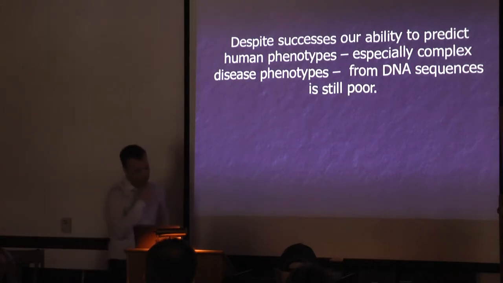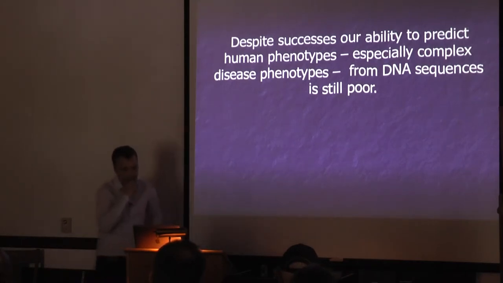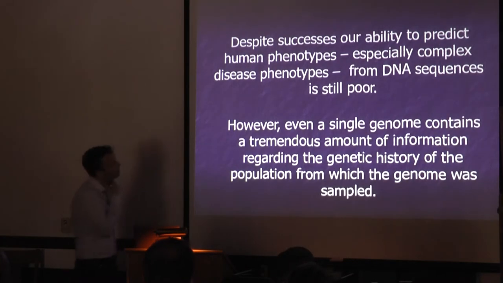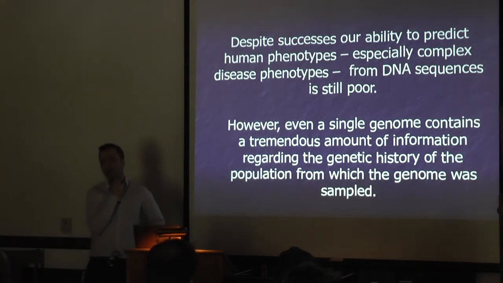So in terms of being a genomicist, having taken my PhD before we sequenced the human genome, and going into the genome sequencing to after we had the genome, one of the disappointments is how little we can actually say from genomics, and perhaps the promises of genomics were exaggerated. But one thing that we learned is that even though our ability to predict phenotypes is limited, we can actually learn a lot about the history of the population an individual comes from, just from one genome.